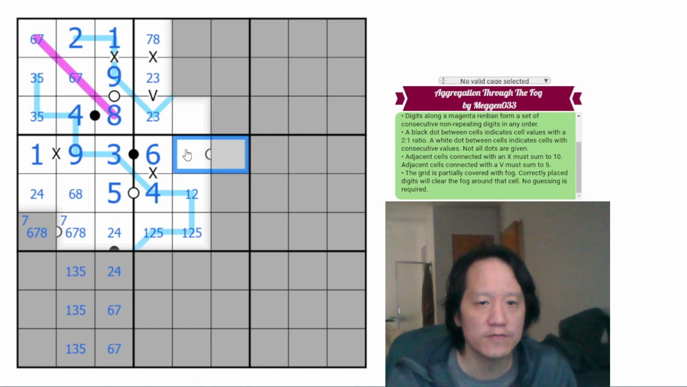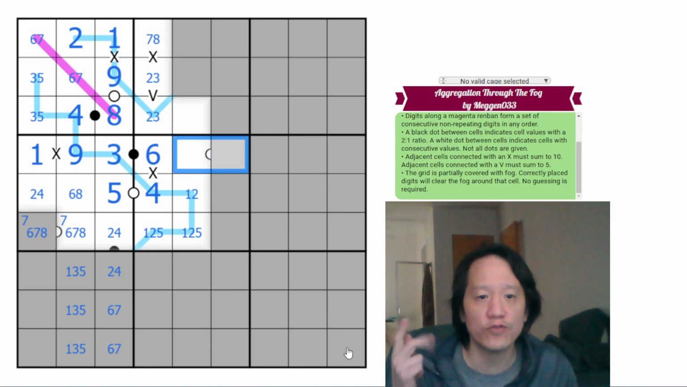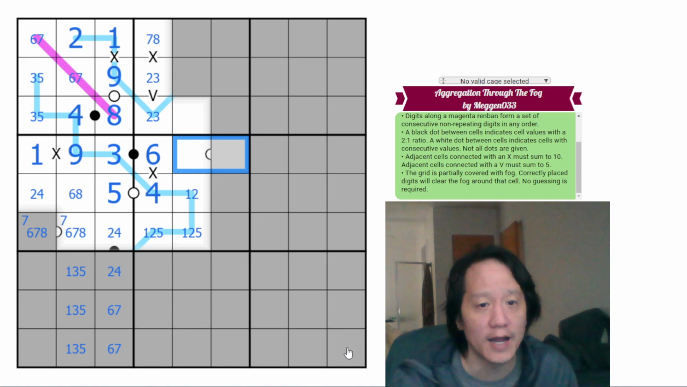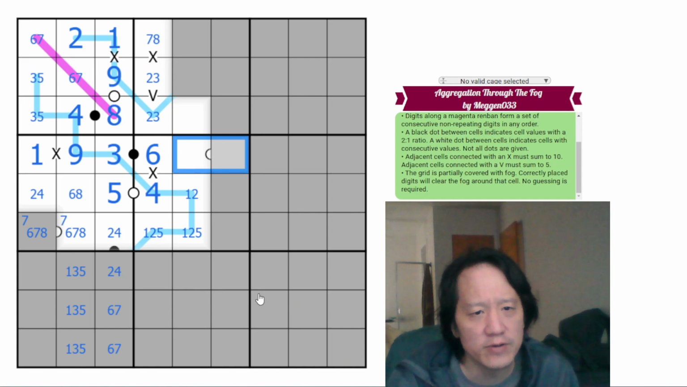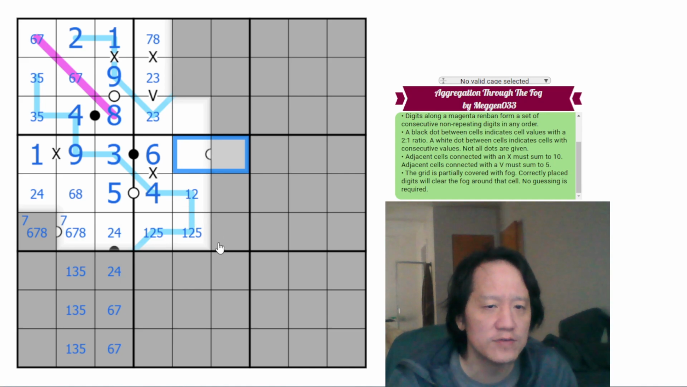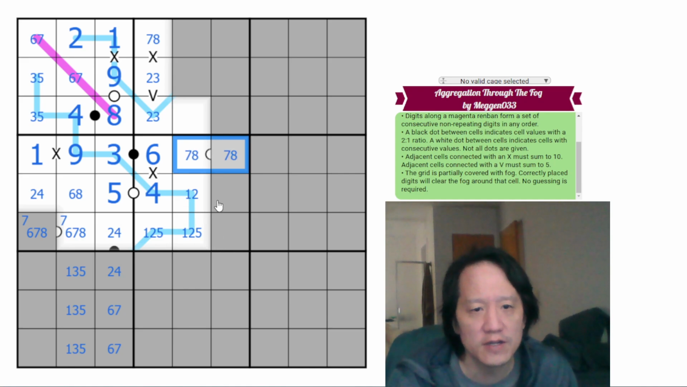These are consecutive, and it cannot contain a 1, 2, 4, 5, 6, 3, or 9. So I think it's 7 or 8, right? No 1, 2, 3, 4, 5, no 6, no 9. So this is 7, 8, yeah. And therefore, this is 3 and 9.